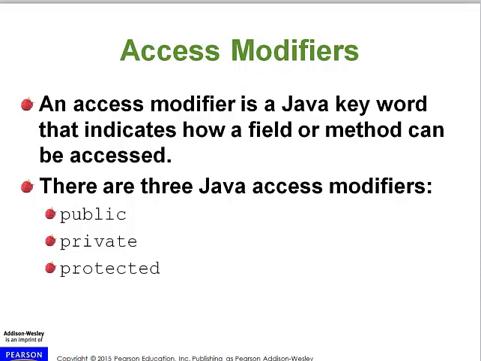So here is an access modifier. This is important. This is a test question I want you to know. An access modifier is a Java keyword that indicates how a field or a method can be accessed. So how can you access these fields or get into the methods? Remember how we use the dot syntax of an object to access its method? How do you access its field? Well, Java has access modifiers. It's public, private, and protected.